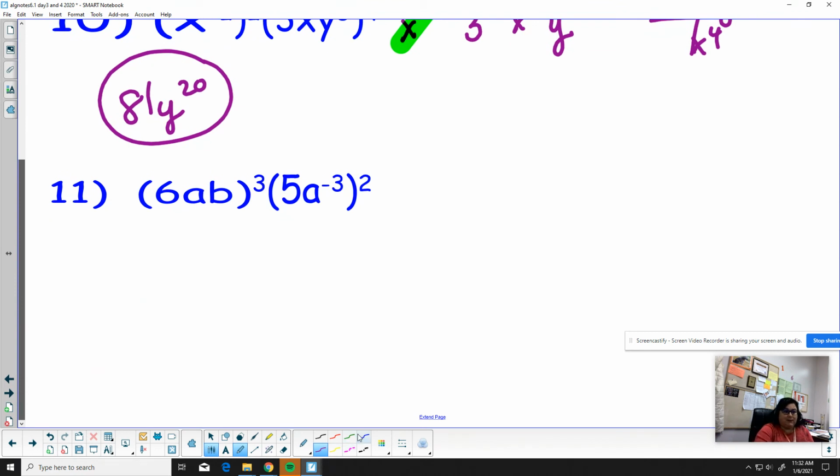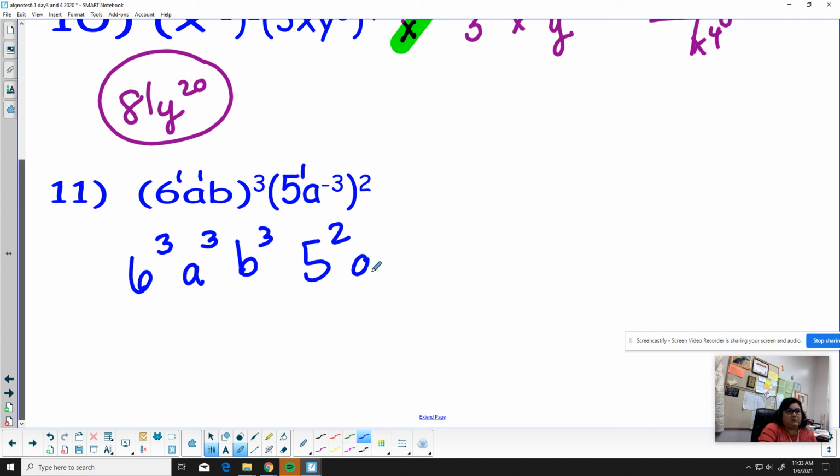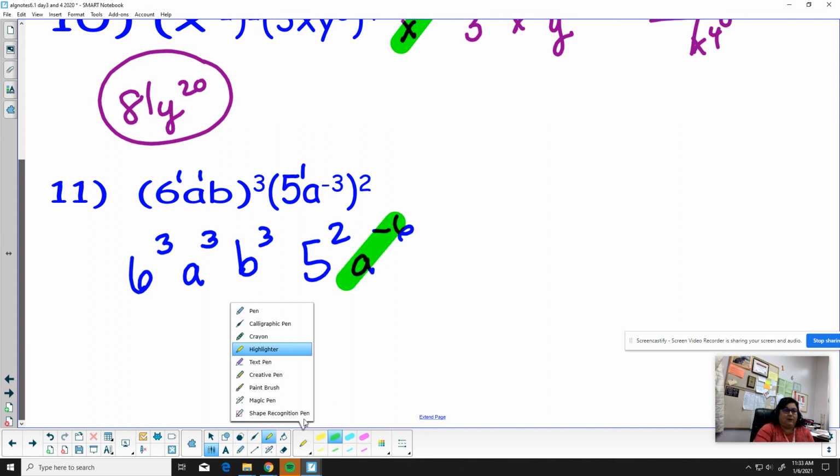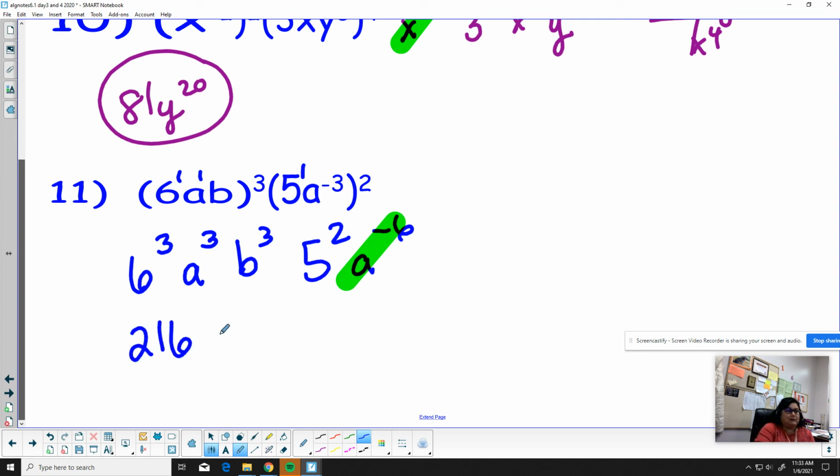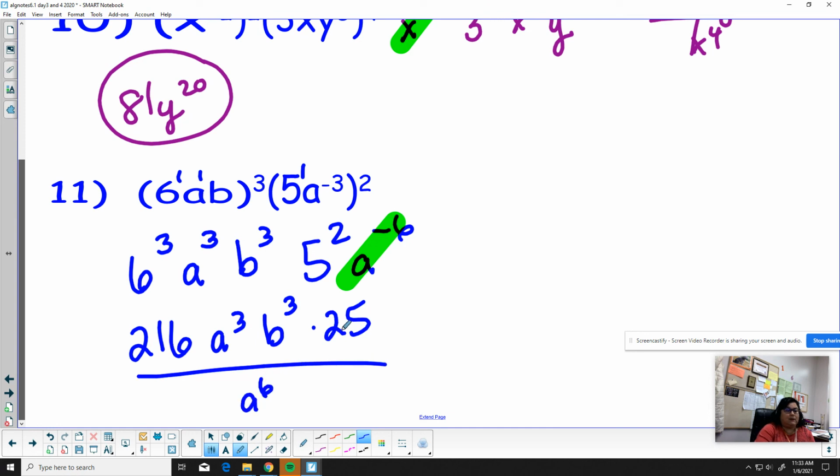Okay, and then if you've done the last one, hopefully you did. You've got some 1 exponents here. We need to make sure we know that are there. So 6 to the 1 times 3, a to the 1 times 3, and b to the third. And this is 5 to the 1 times 2, and a to the negative 6. So we have one unhappy here that I'm going to move to the bottom. So 6 to the third, let's see, 216, a to the third, b to the third, times 25, and then a to the 6 is going down to the bottom.